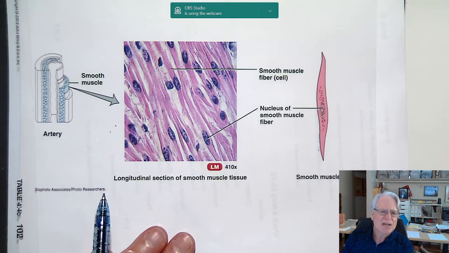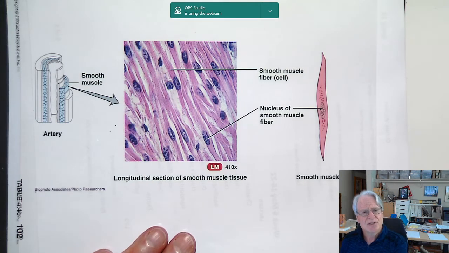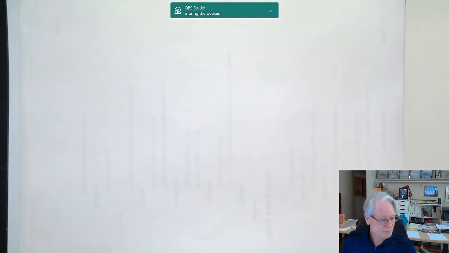Smooth muscle is designed for long, sustained contractions. It doesn't fatigue very easily. Skeletal muscle tends to fatigue quite quickly. Smooth muscle will hold a contraction for an extended period of time without fatiguing. It can produce a very strong contraction, as anybody who's given birth can testify, but it's designed for a long, sustained contraction without fatiguing. So this is smooth muscle.